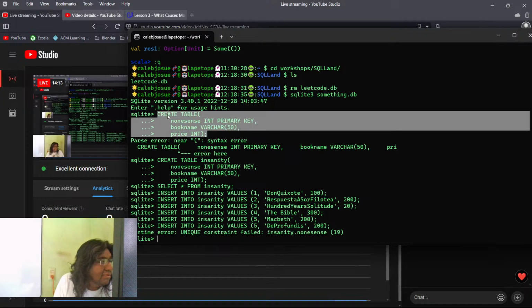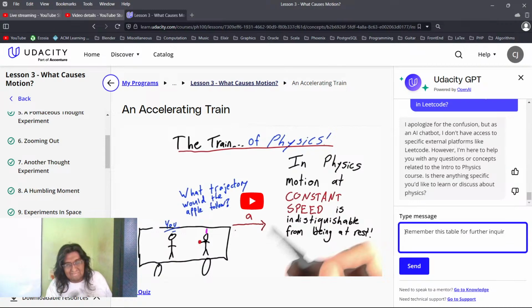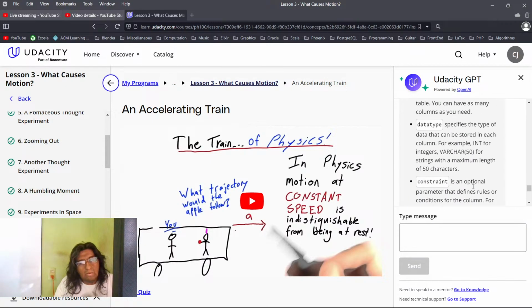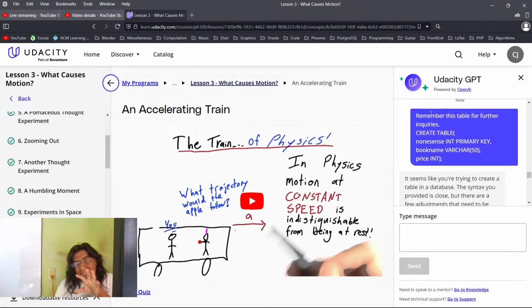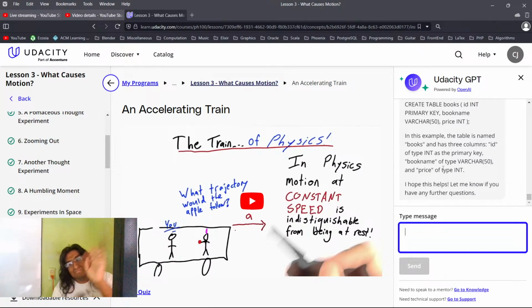Let's provide this to the AI system. Remember this table schema for further questions, further inquiries. We just tell the system, remember this piece of information. For the computer, it will be store this information. I don't want an explanation, but these AI systems are designed to explain everything, which is good.